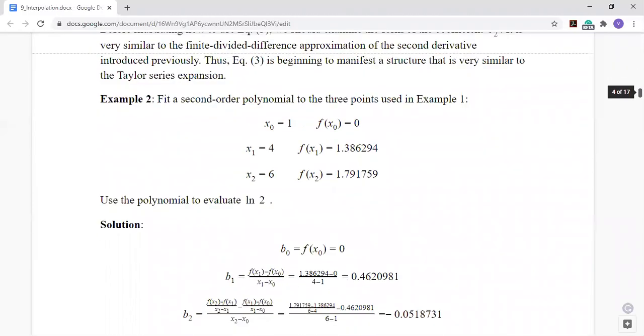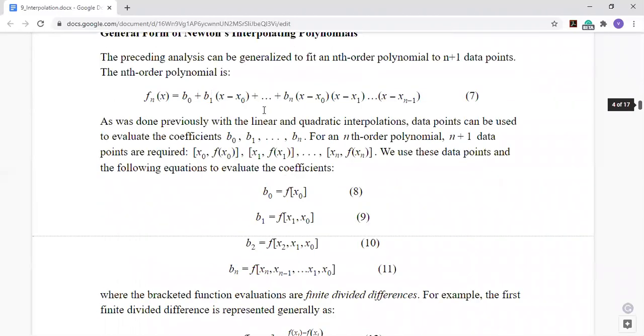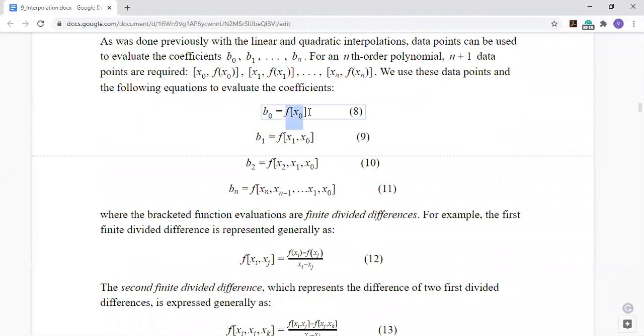So that's what is simply here. B0 is simply a function of x0 only. To calculate B0, you only need x0. To calculate B1, you need x1 and x0. To calculate B2, you need x2, x1, and x0. Then it increases. To calculate B3, you need x3, x2, x1, and x0. And it increases like that. Then to calculate Bn, you need xn, xn minus 1, xn minus 2, then it reduces to x0.